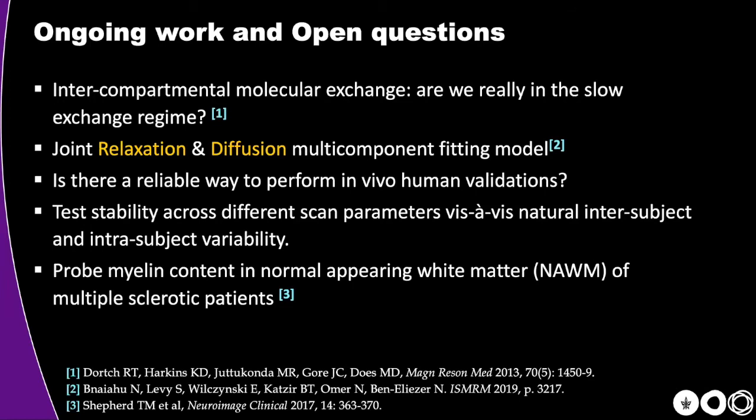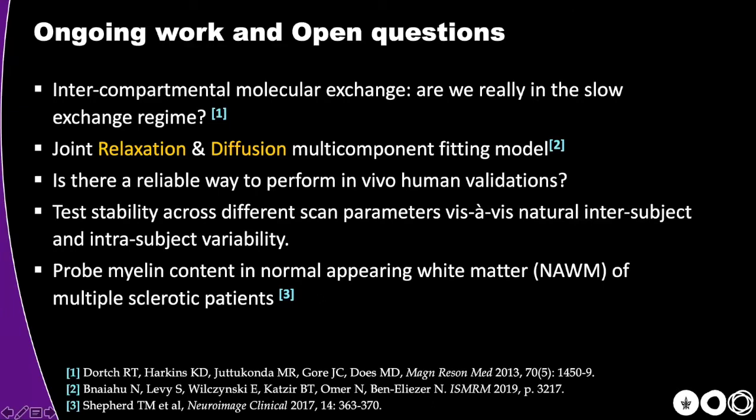We're trying to look at a joint signal model where we take into account relaxation and diffusion, and we're putting a lot of energy into considering preclinical scanners. Question: is there a reliable way to perform in vivo human validation? Could we get some kind of ground truth? We want to test stability across scan parameters versus the natural intersubject variability to see what the detection level is, and probe myelin content in normal appearing white matter.